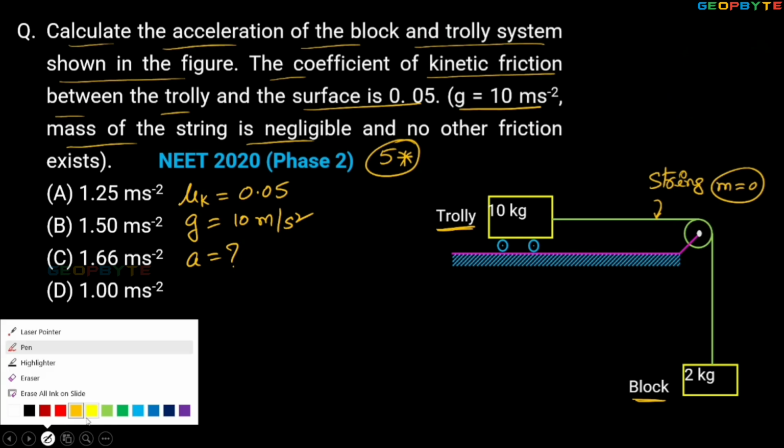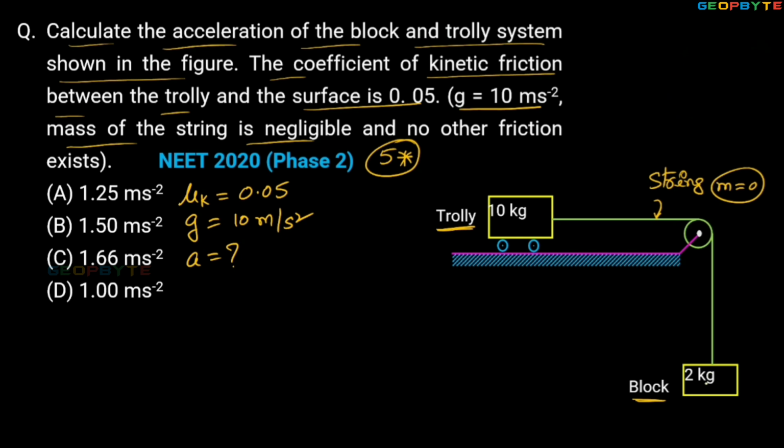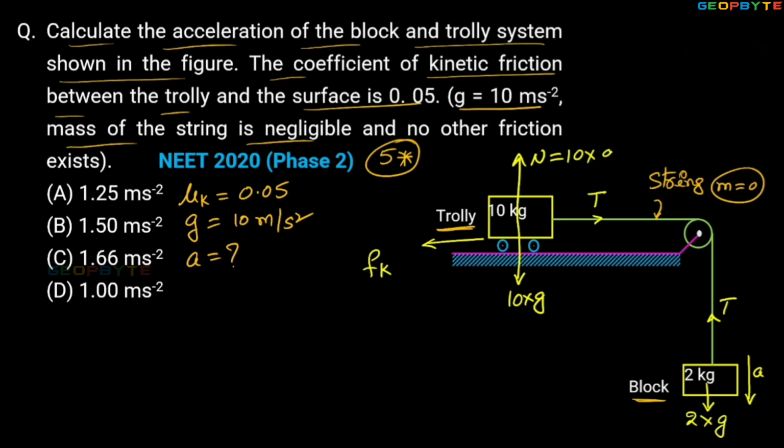For that, first look at the block. The block's weight is acting vertically downwards, that is 2 into g, whereas tension is acting in this direction and the block is moving in this direction with acceleration a. Since the same string is connecting, tension remains the same. With respect to the trolley, the tension is acting in this direction and kinetic friction is acting in this direction. The weight of the trolley is 10 times g, and the normal reaction must be balanced by 10 times g.